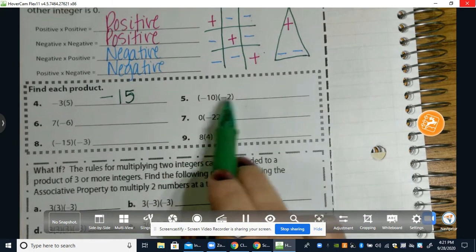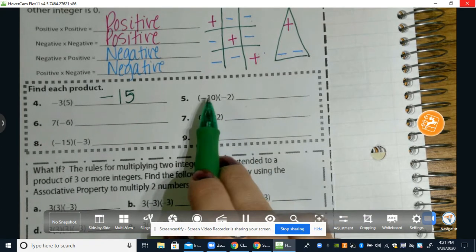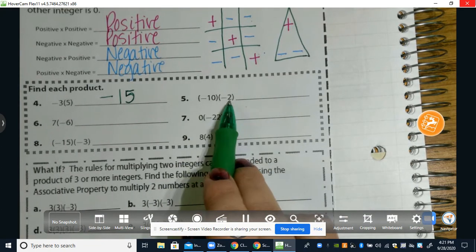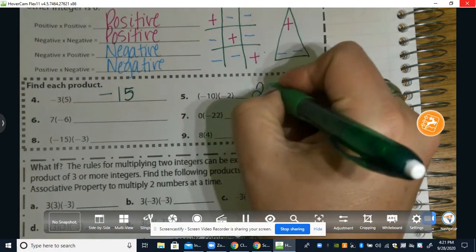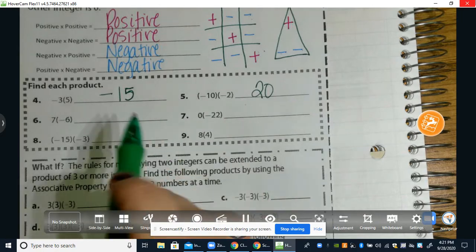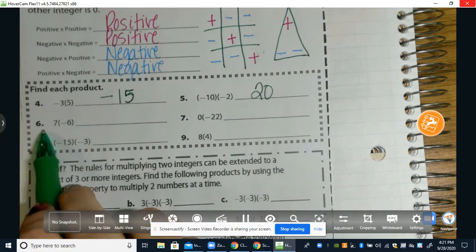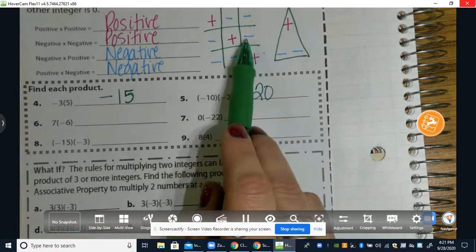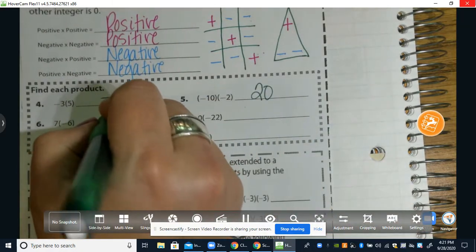All right, so -10 times -2, a negative times a negative is a positive. 10 times 2 gives me 20, so it would be a positive 20. All right, number 6, 7 times -6, a positive times a negative gives me a negative, so I would have a negative 42.